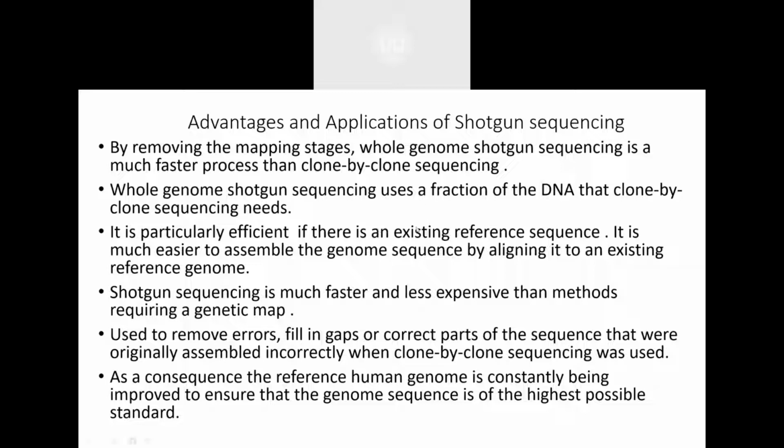Now over to some applications. It is used to remove errors, fill in gaps, or correct parts of the sequence that were originally assembled incorrectly when clone by clone sequencing was used. As a consequence, the reference human genome is constantly being improved to ensure that the genome sequence is of the highest possible standard.